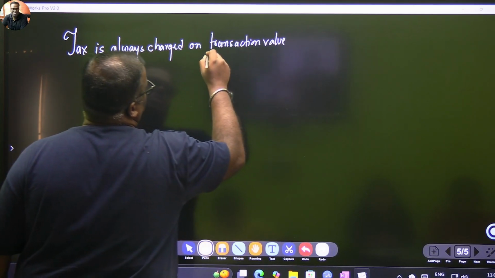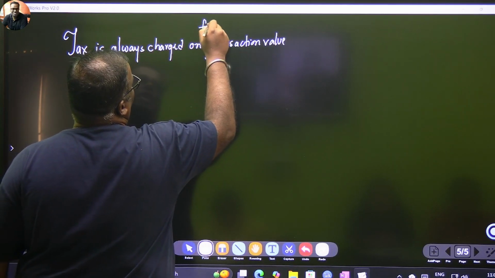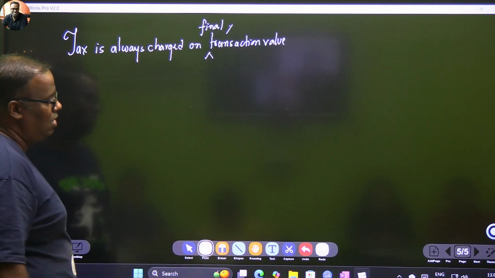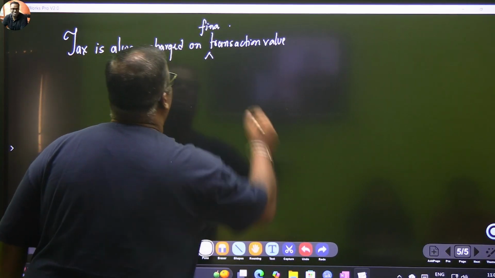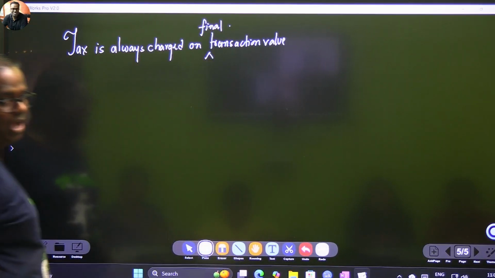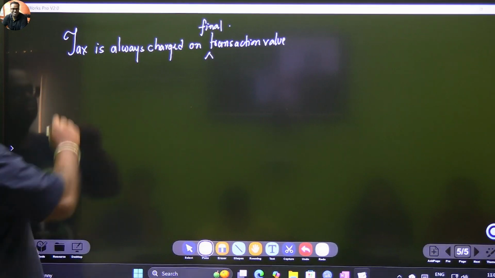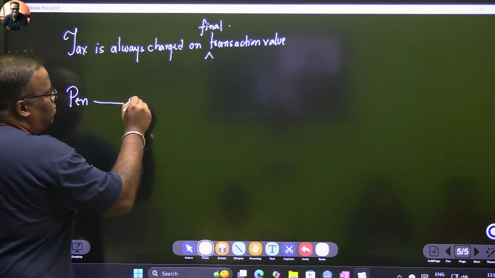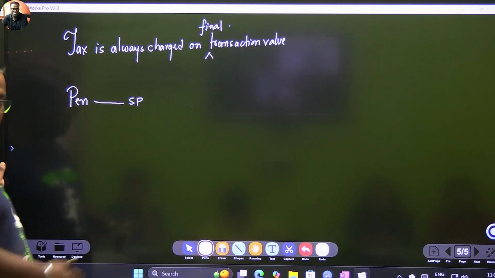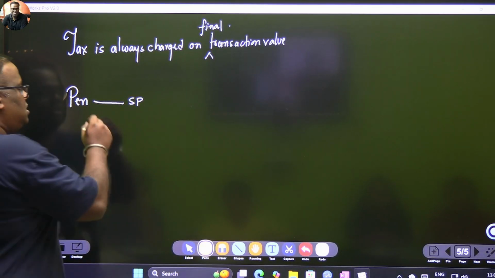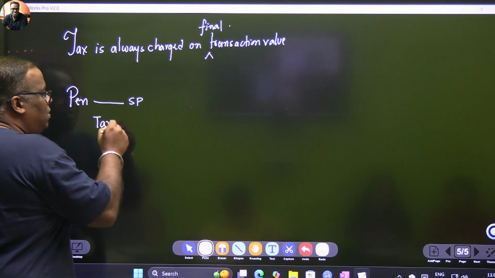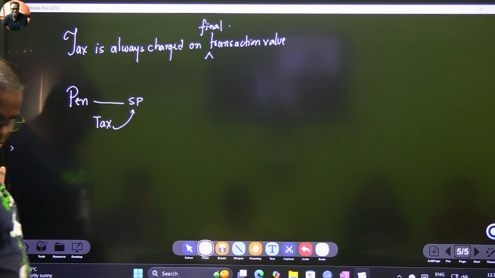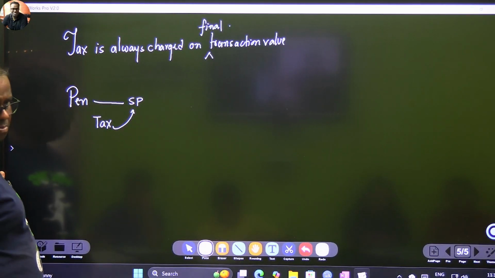Transaction value means you can write the final transaction value. Why did sir write so many things called final transaction value? I'll give you some scenarios. There is a pen. There's a selling price of the pen. You pay the price. That means whatever tax now you will pay will be on this selling price. Understood? But pen is a very simple item.